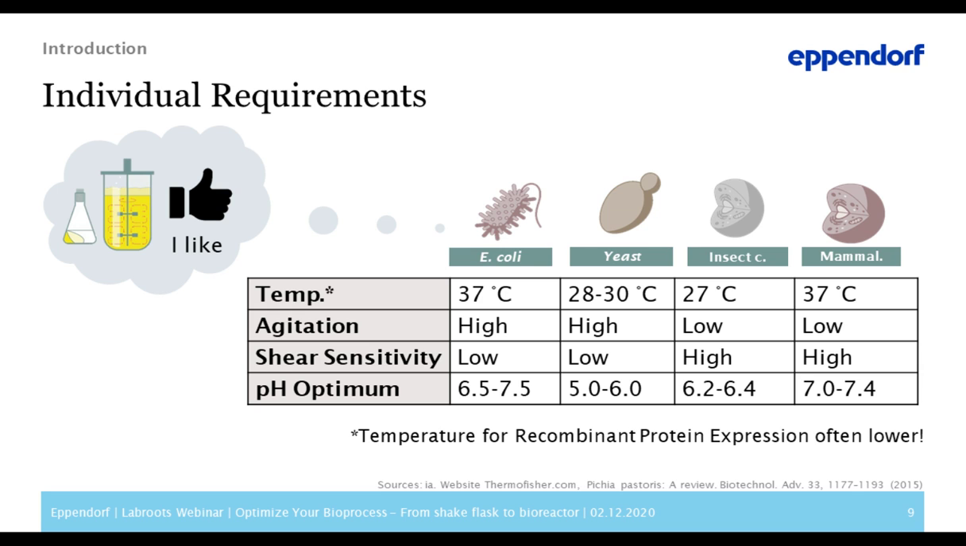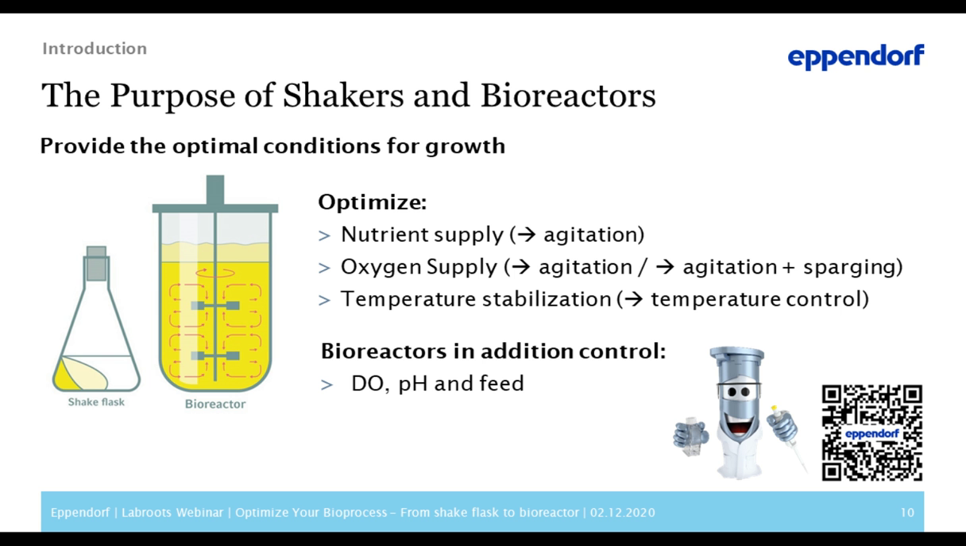Last but not least, I would like to mention pH. pH optima also vary. For instance, let's take baker's yeast, Saccharomyces cerevisiae, which grows better under slightly acidic conditions. Mammalian cells have a very tight optimum around a neutral pH. pH, of course, and the other parameters decrease and rise during the process because of metabolic processes and must be kept stable in bioprocess systems.